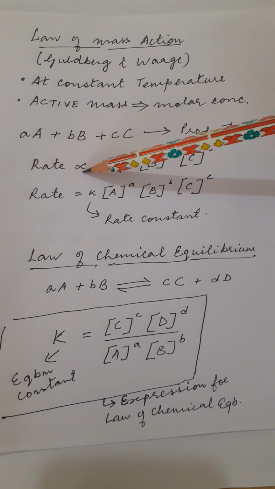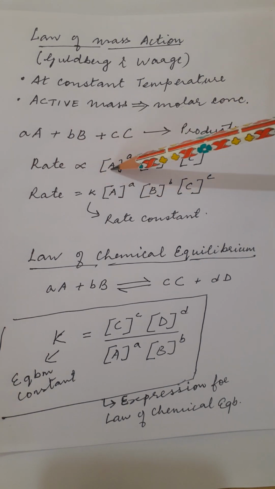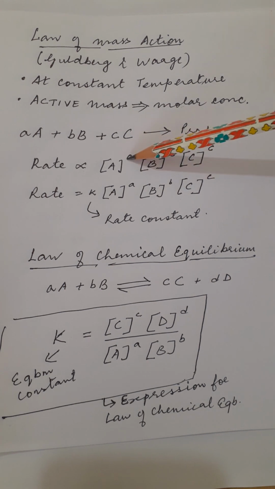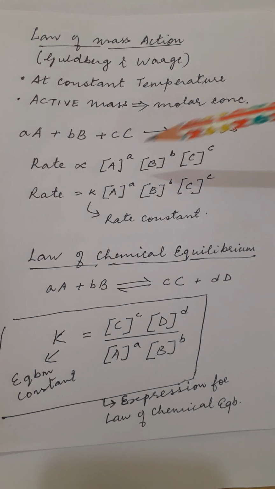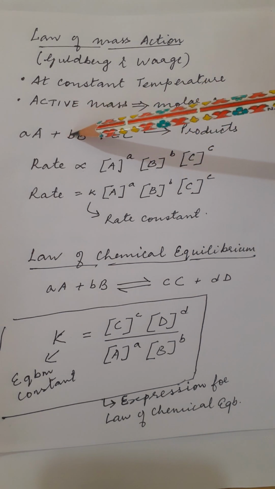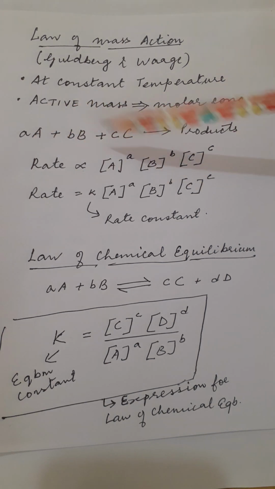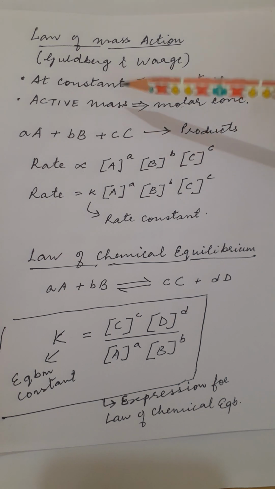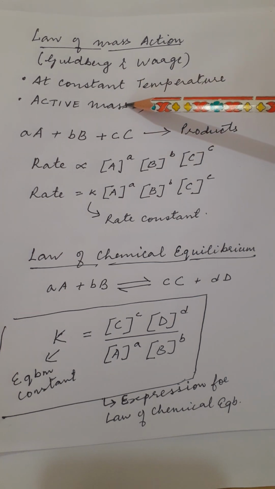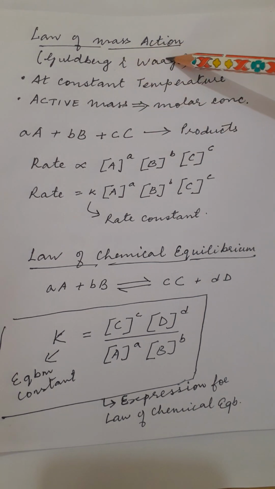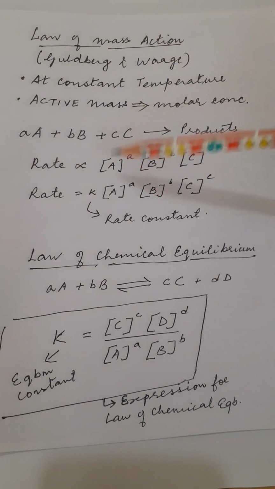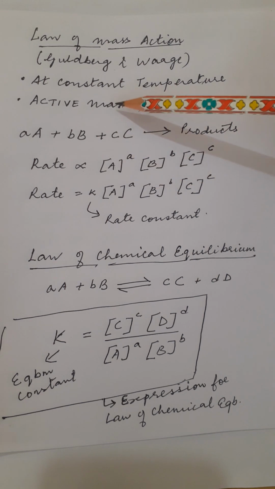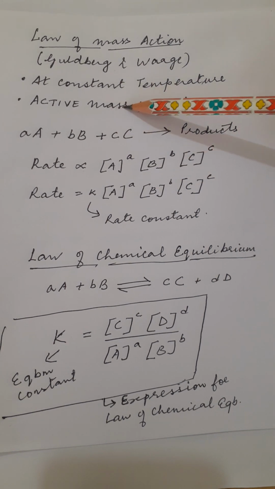So the rate of reaction is proportional to the product of the concentration of the reactants, with each concentration term raised to the stoichiometric coefficient appearing in the balanced equation. Here I want to use the term active mass. Guldberg and Waage, in their statement, instead of using the words molar concentration, use the word active mass. Now what is active mass?